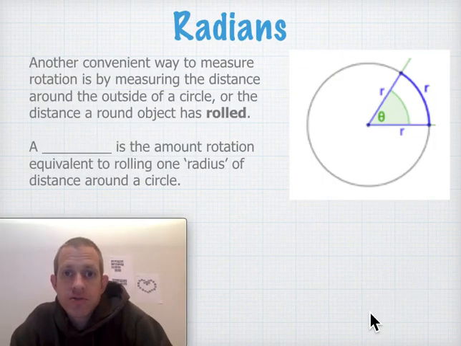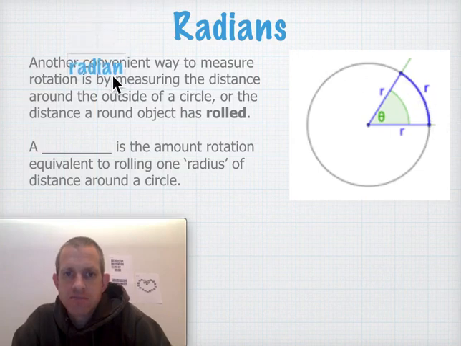So I wanted to introduce you now to another way that you can measure the amount of rotation, which is more convenient if you're talking about how far something has rolled, and you wanted to compare that to the size of the circle that's rolling. A radian is a unit of measure that's shown right here, and a radian is defined by if you were to walk around the outside of a circle exactly one radius in distance, that amount is called a radian.